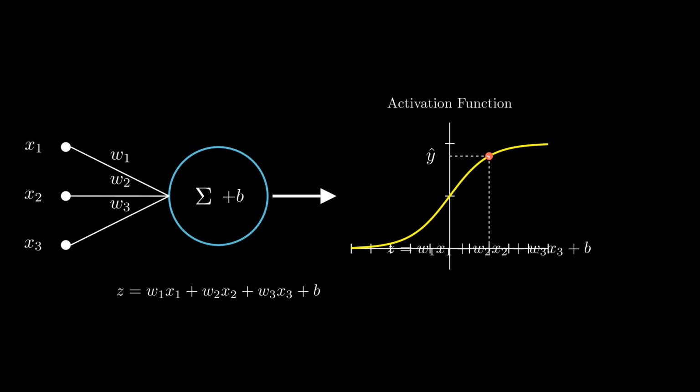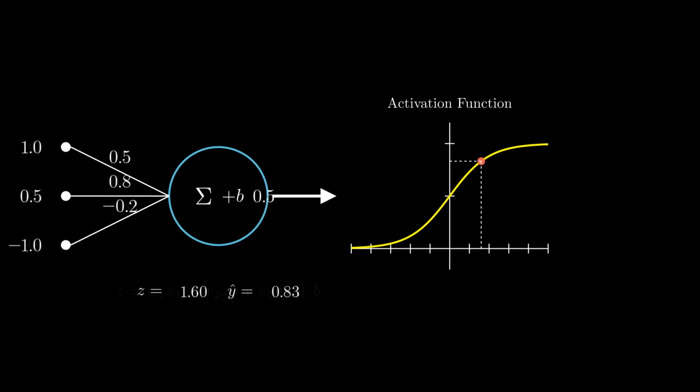A value near 1 means the neuron is firing strongly. A value near 0 means it's inactive. This nonlinearity is what allows networks of these neurons to learn incredibly complex patterns, far beyond what simple linear models can do. Let's make this concrete with some numbers.